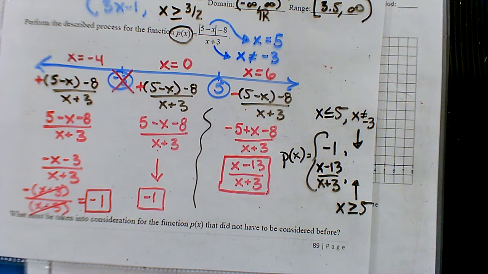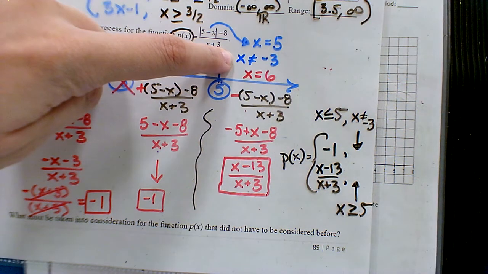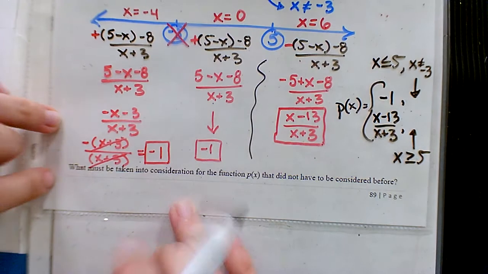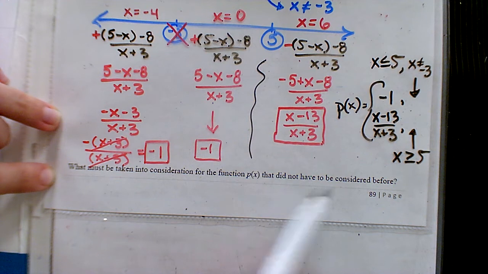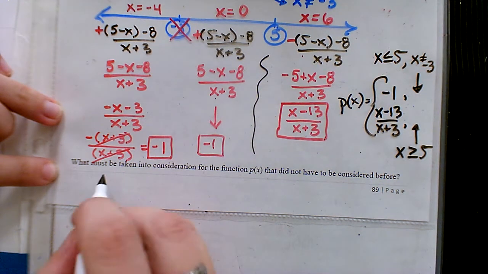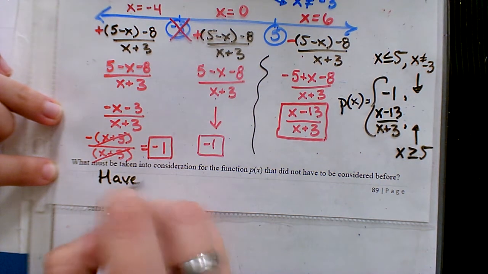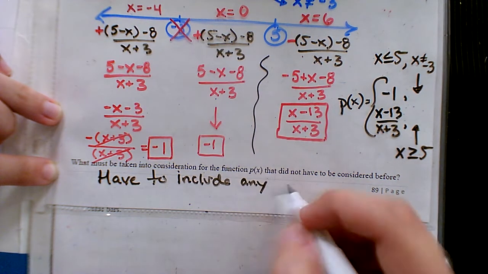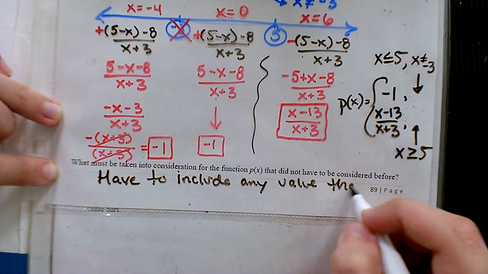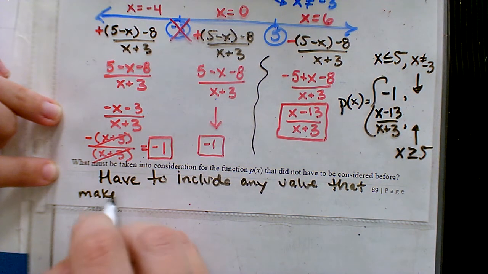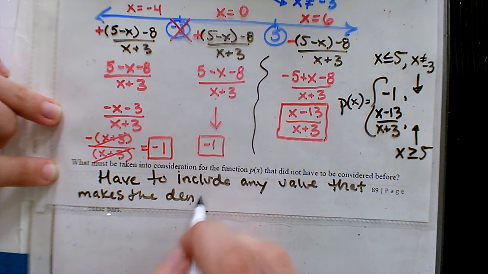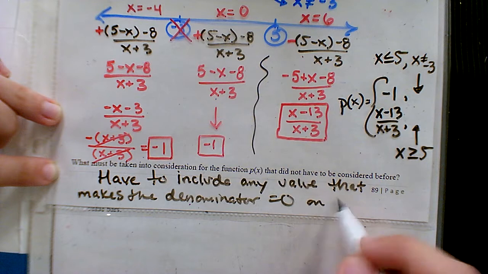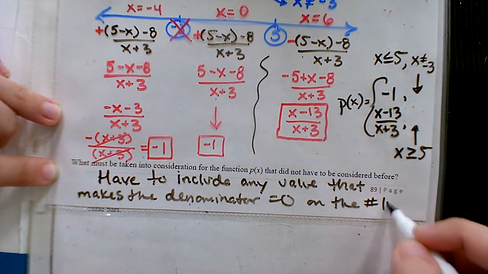All right, so that one was a little tricky because it was a fraction, but are we okay with including that excluded value, a number that doesn't work? Okay, we're actually going to make note of that down below. What must be taken into consideration that we didn't have to before? Okay, we had to, let's see, we'll say we have to include any value that makes the denominator equal to 0 on the number line.